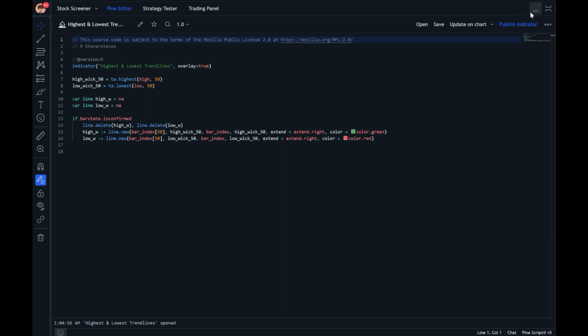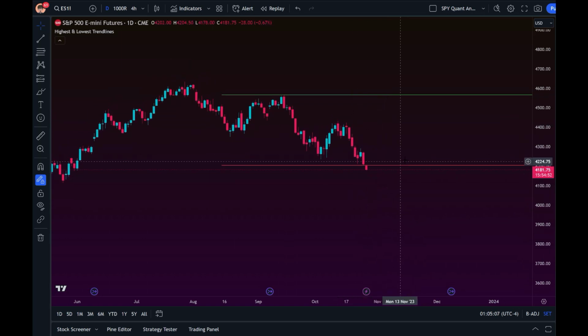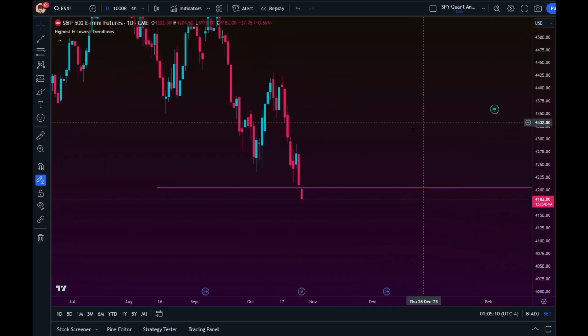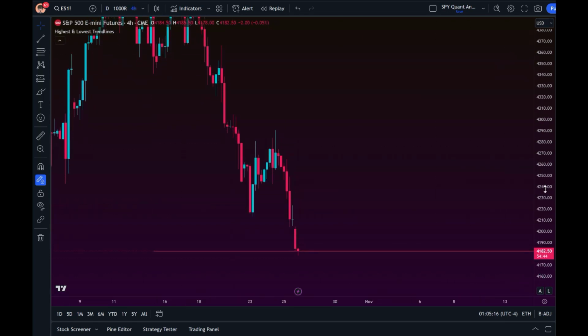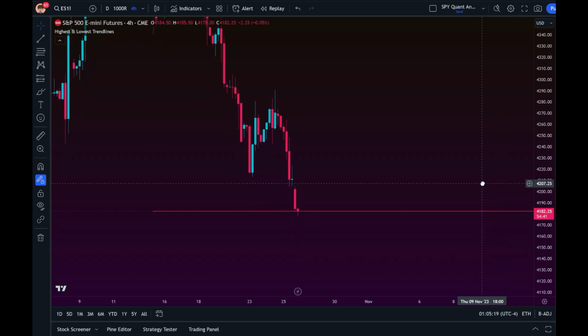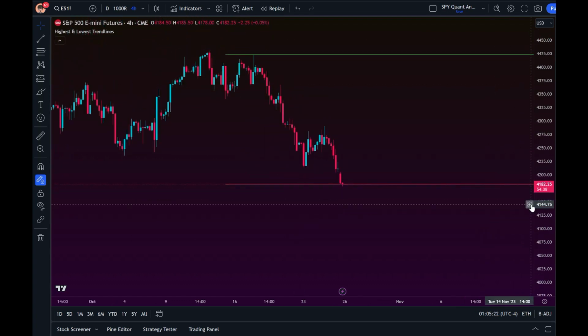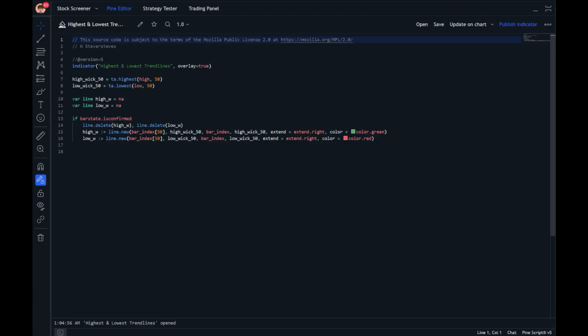Okay, so now that we have that open, you can see it's identified our highest and lowest areas. And we are right on that low. So what we're going to do now is a couple of different things. What we want to do is toggle the look back period. Right now, this is looking back 50 in the past. We want the ability to manually change that, okay? So how do we do that?